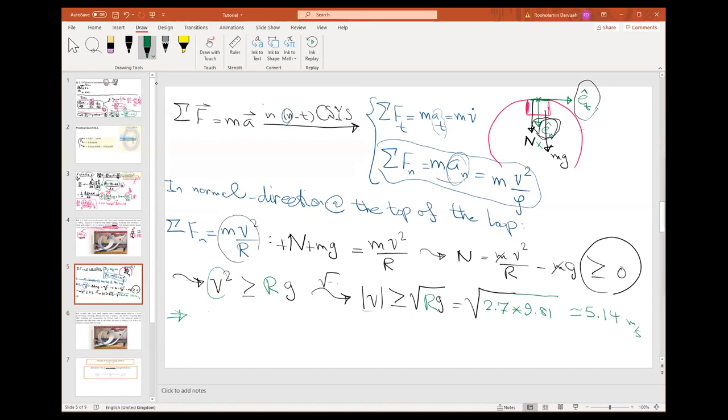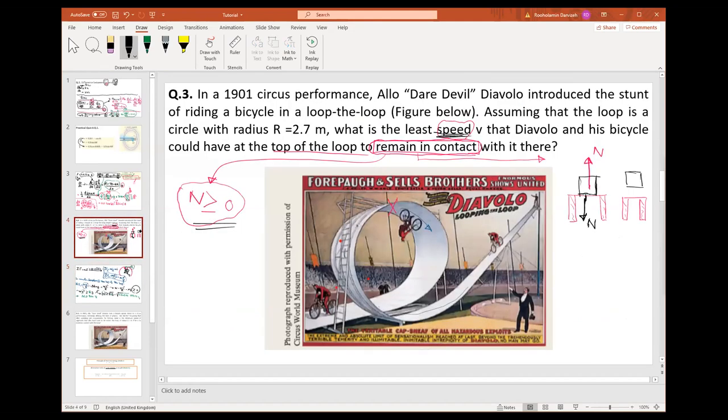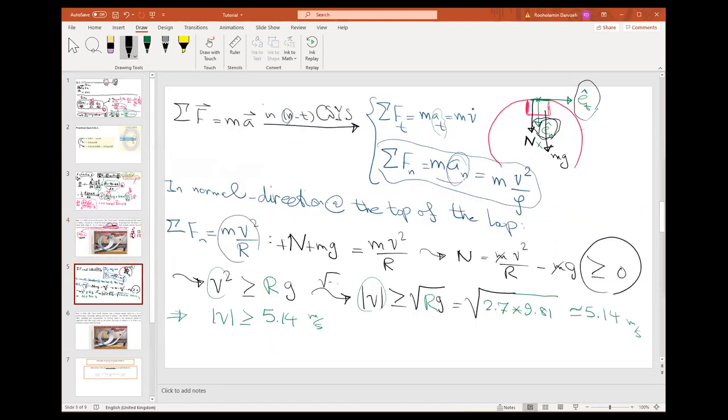Then my v should be greater than or equal to 5.14. Is this the final answer? Yes, no? No, the question says find the minimum velocity. Isn't that what's the least? 5.14. If v is always greater than or equal to this value, then v min is equal to 5.14. This is the final answer. Any question?